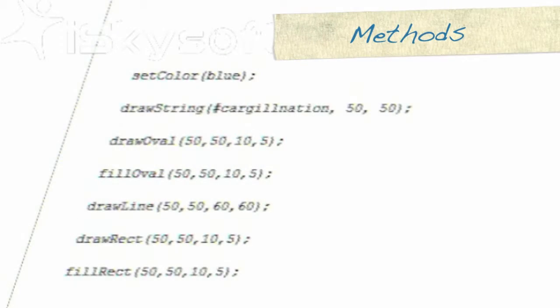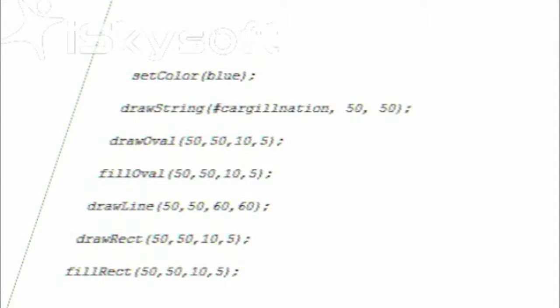So the first method is setColor. In this example, we have color set to blue. The next example is drawString. In this example, we will be drawing the string #CargillNation at spot 50, 50. The next method is drawOval. So this oval in the example is set at 50, 50 and the width is 10 and the height is 5.